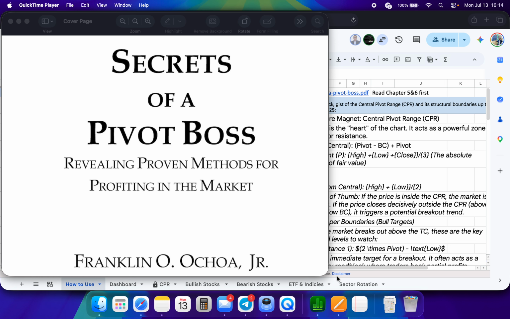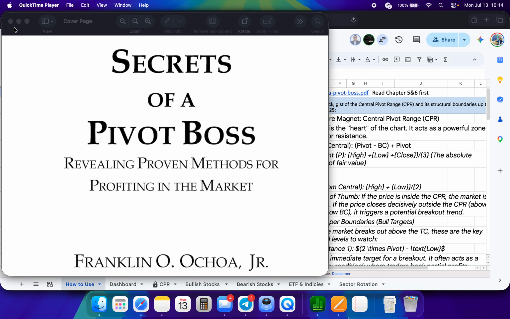Find the best stocks fast. One of the best CPR and pivot screeners. So this is a book by Franklin Ochoa, Secrets of a Pivot Boss. So central pivot range, and this data sheet which I have prepared is based on his book and his formulas.